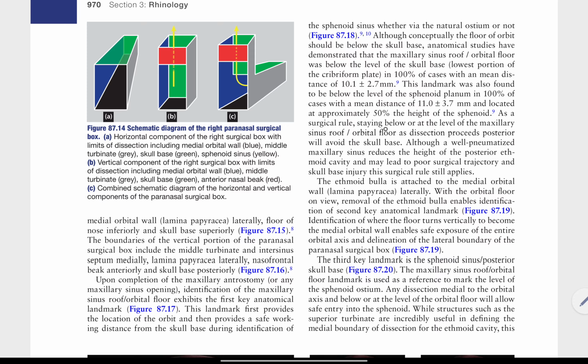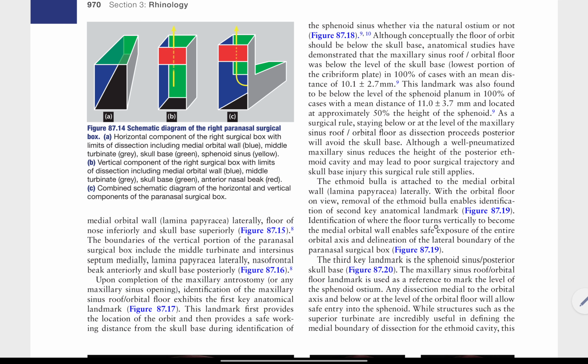As a surgical rule, staying below or at the level of the maxillary sinus roof or orbital floor as dissection proceeds posteriorly will avoid the skull base. Although a well pneumatized maxillary sinus reduces the height of the posterior ethmoid cavity and may lead to poor surgical trajectory and skull base injury, this surgical rule still applies. The ethmoid bulla is attached to the medial orbital wall lamina papyracea laterally. With the orbital floor in view, removal of the ethmoid bulla enables identification of a second key anatomical landmark.